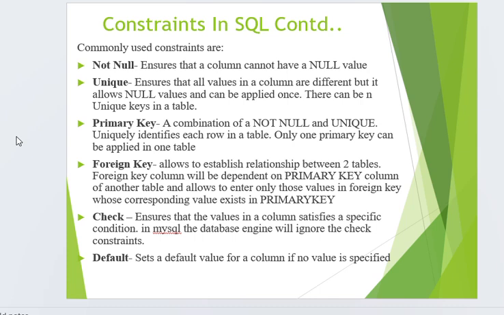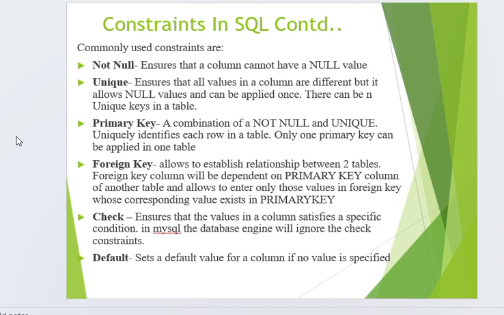The commonly used constraints are, first one is NOT NULL. It ensures that a column cannot have a null value. So you can make sure that the column must have a value. Let's take an example. You have a table regarding students. No student can be without a name. So we can have name NOT NULL. It means it is a must that you enter the name of the student.